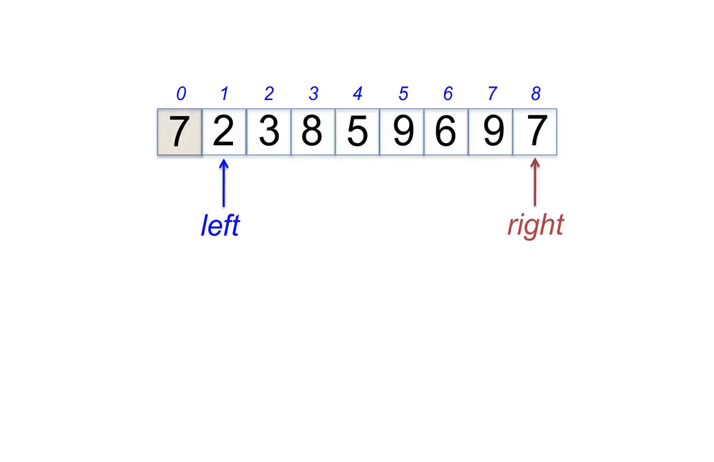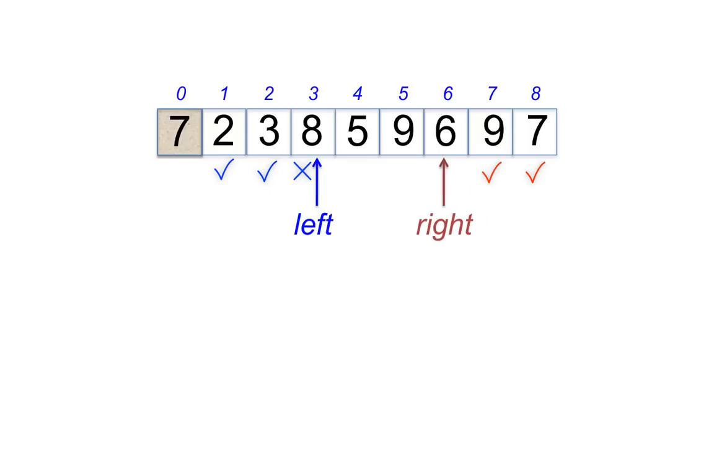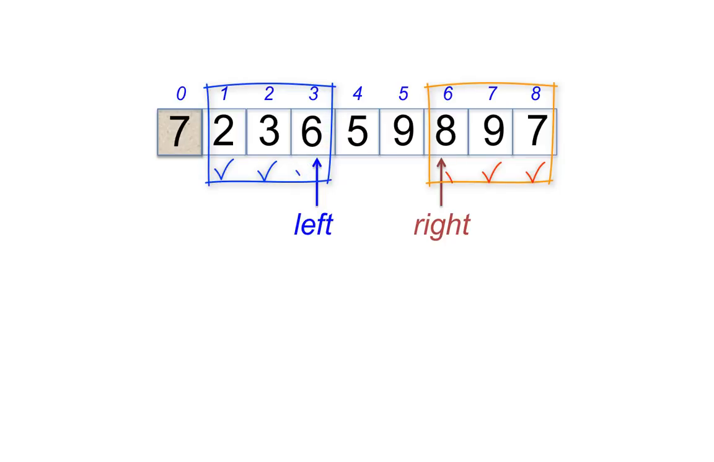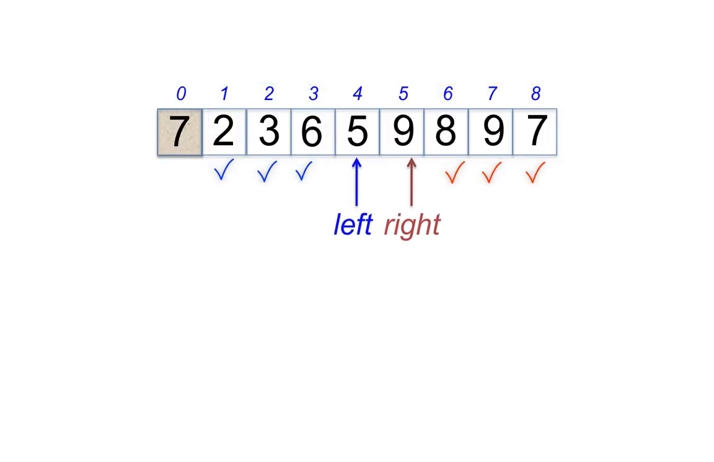A final example to illustrate the split process. The pivot is 7 again. The left cursor moves up to 8 and stops since 8 is not less than the pivot. The right cursor moves down to 6 and stops since 6 is less than the pivot. 8 and 6 are swapped. The cursors step forward one spot in the respective directions, ready for the next go around.